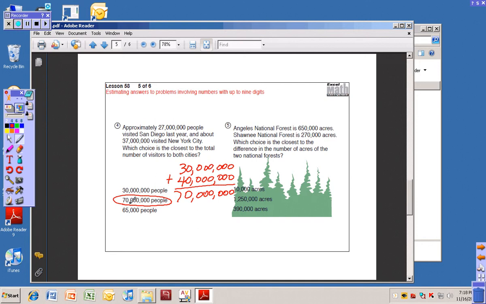And Angeles National Forest is 650,000 acres. Shawnee National Forest is 270,000 acres. Closest to the difference in the number of acres for the two. Going to round this first number to 700,000. And the second number we're going to round to 300,000. And the difference is going to be 400,000. 400,000 is very close to 390,000, so that would be the correct answer.